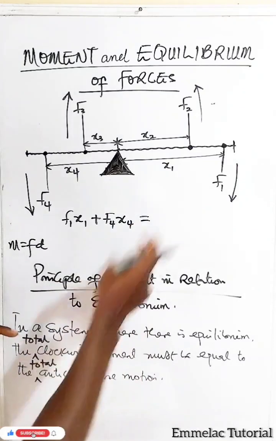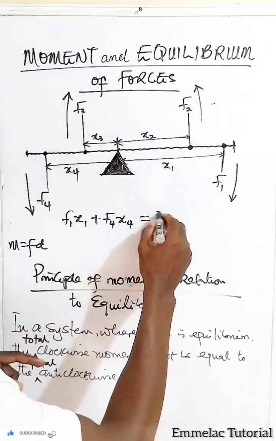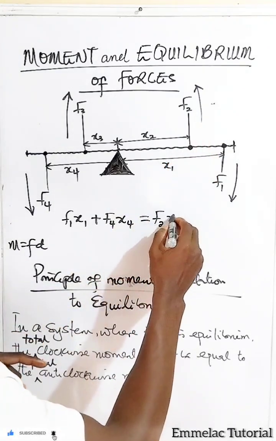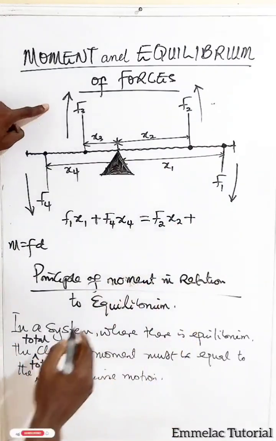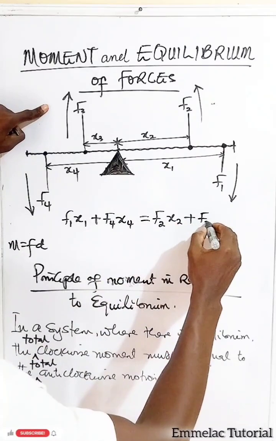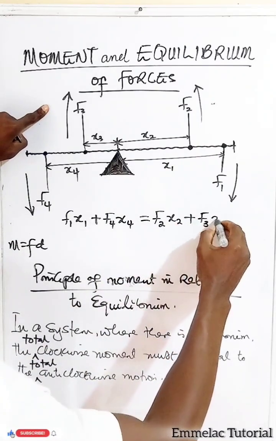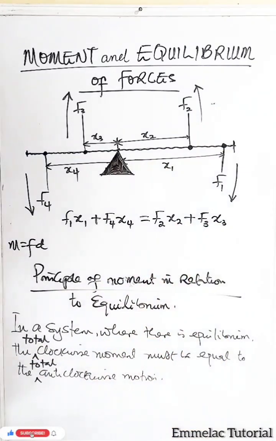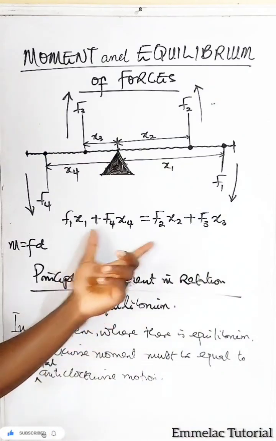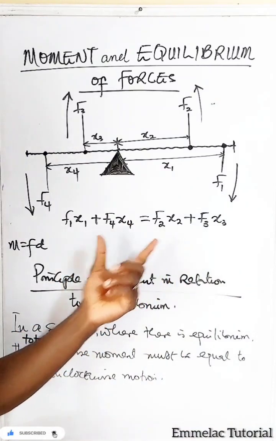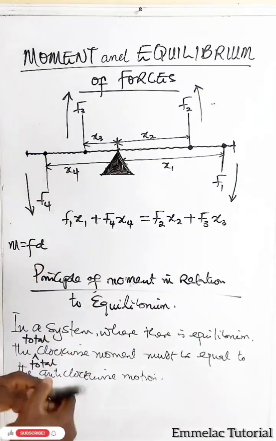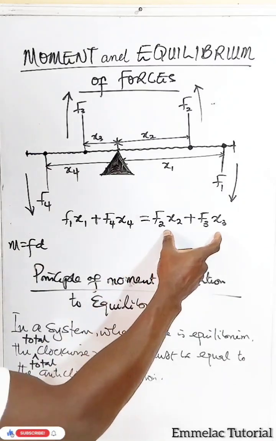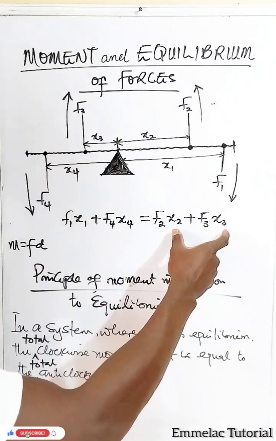Now the anti-clockwise, the first one here is F2 x2, plus F3 x3. So here is the moment: the sum of clockwise moment is equal to the sum of anti-clockwise moment.